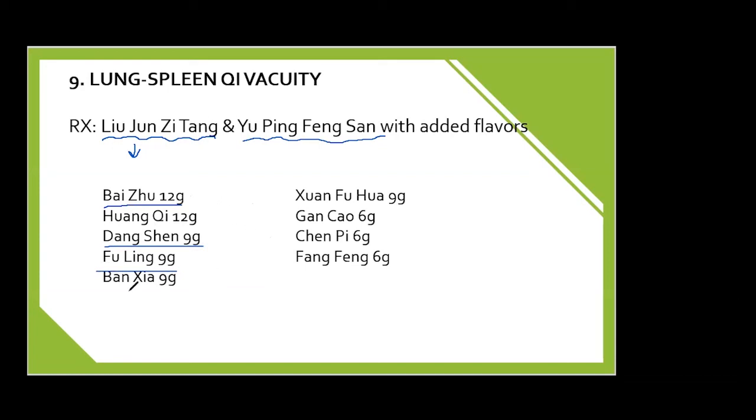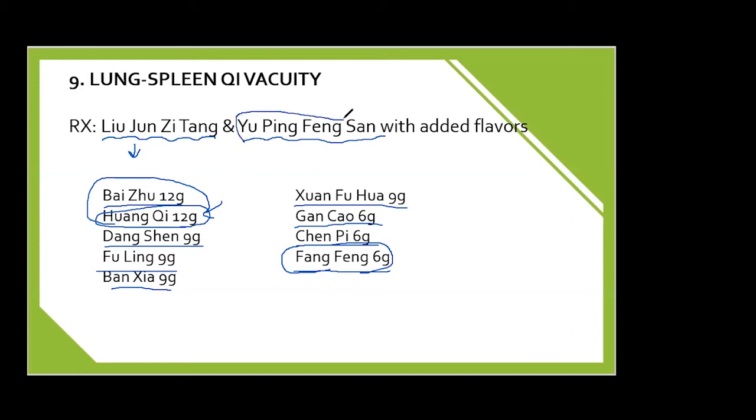And Ban Xia, Chen Pi, resolve phlegm. Gan Cao, qi tonify, harmonizes the formula. And Xuan Fu Hua, resolve phlegm. Huang Qi is more qi tonify. Yeah, Fang Feng. Huang Qi, Bai Zhu, Fang Feng together, that's Yu Ping Feng San.